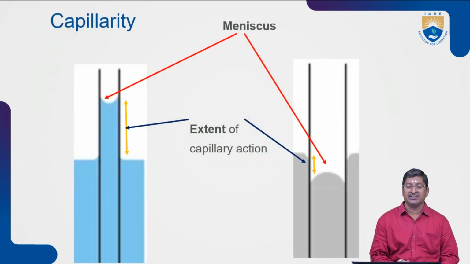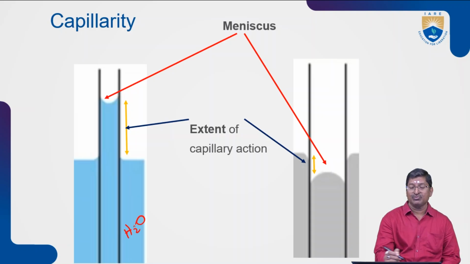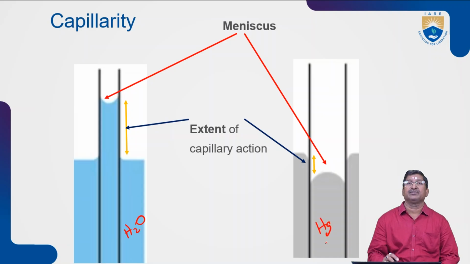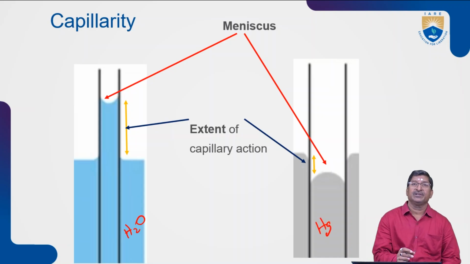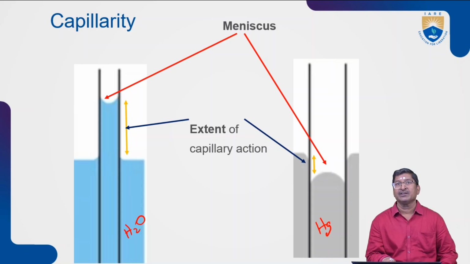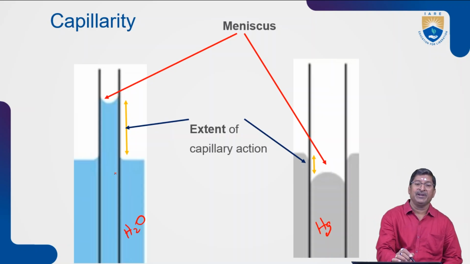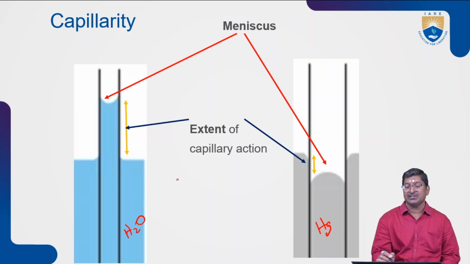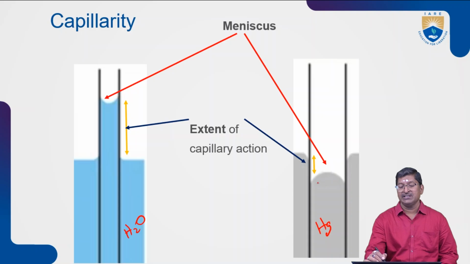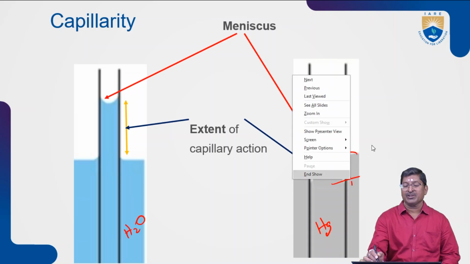So you can see these figures. These are the two types of materials here. This is water, H2O. This is Hg, that means mercury. If we keep a small diameter pipe inside the water or the mercury liquid, the rise will happen whenever you keep the small diameter tube inside the water. So this rise is called here the extent of capillary action.